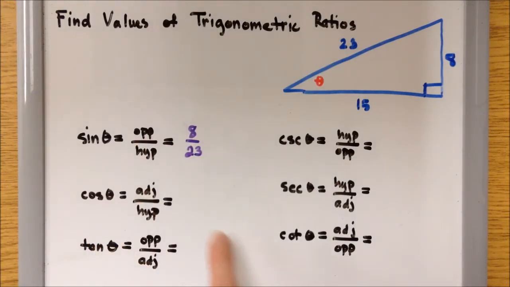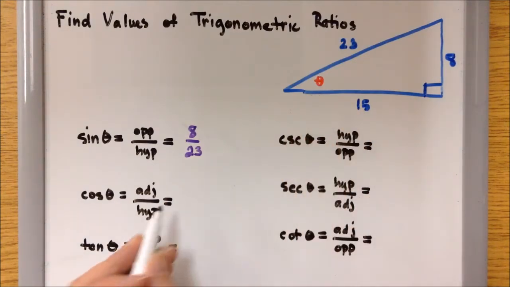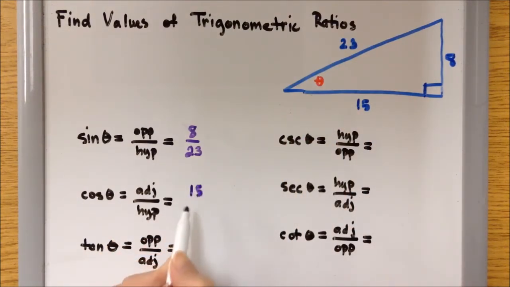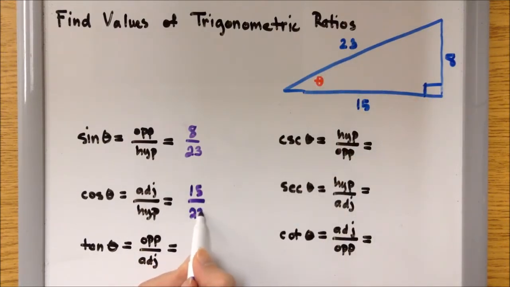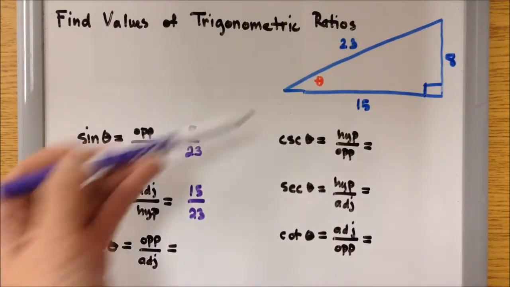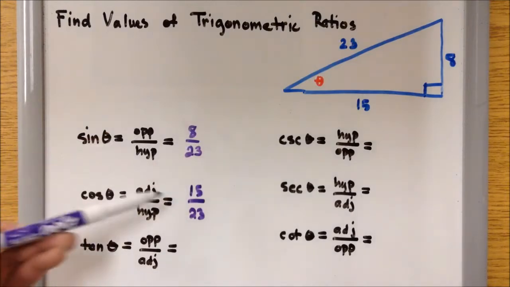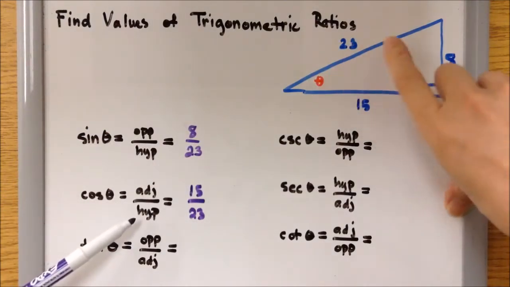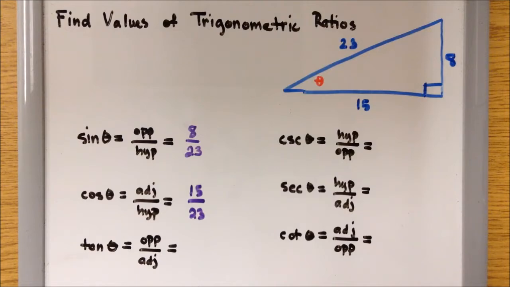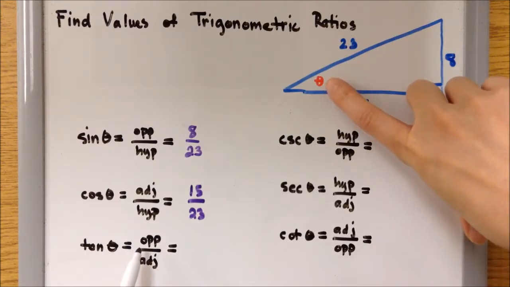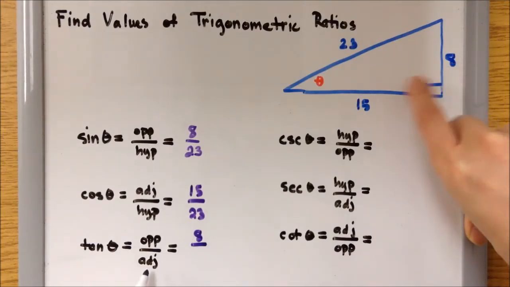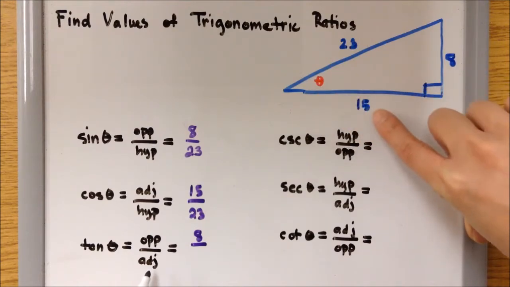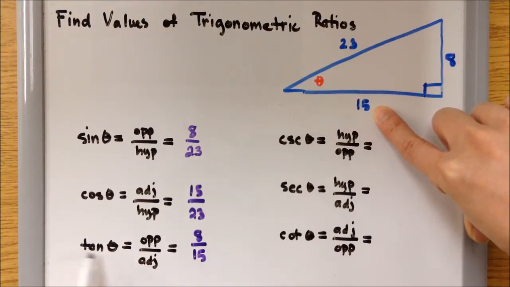Cosine theta is adjacent, which is 15, over hypotenuse, which is 23. So again, cosine theta is adjacent, meaning the side next to the angle, which is 15, and then hypotenuse will be at the bottom. Now tangent theta is the opposite, so across or opposite of the angle is 8, and then adjacent is the side that's next to the angle, which is 15. So tangent theta is equal to 8 over 15, and that's it.